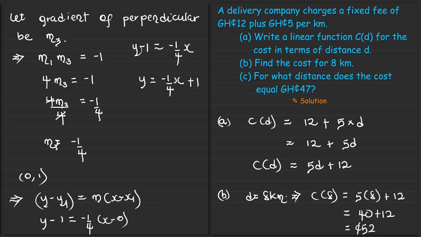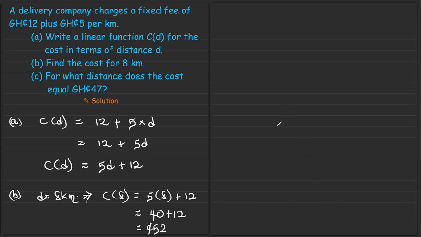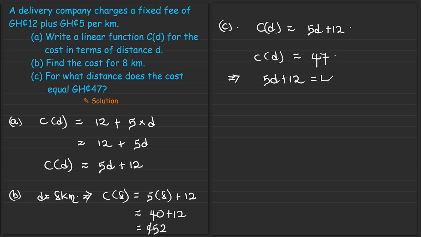Then the last part of the question says, for what distance does the cost equal 47? We know our function is C of d equals 5d plus 12. Now the cost has become 47. That is to say, 5d plus 12 is equal to 47.